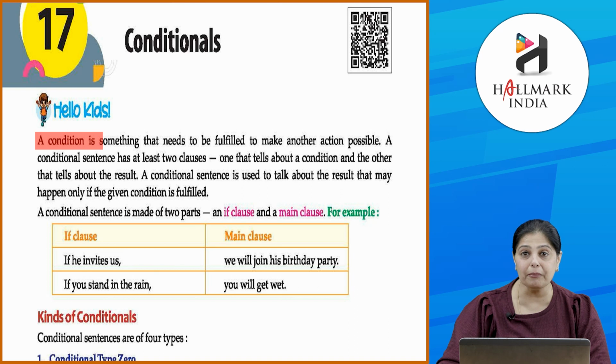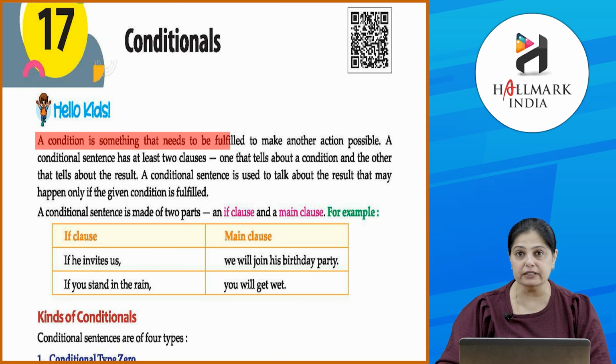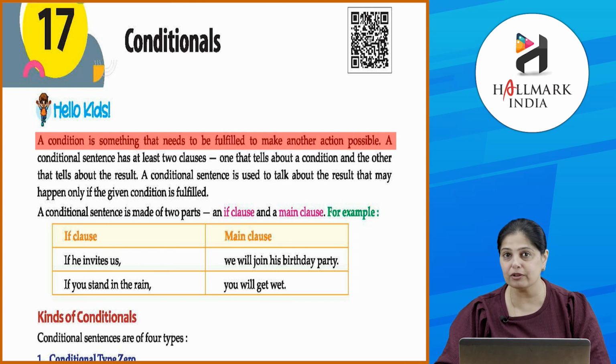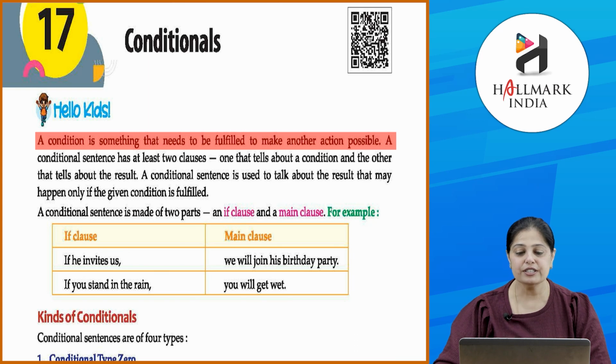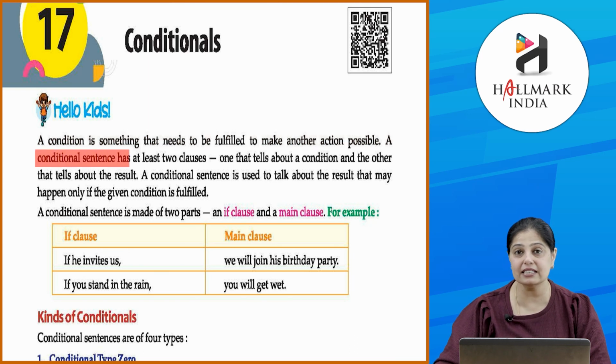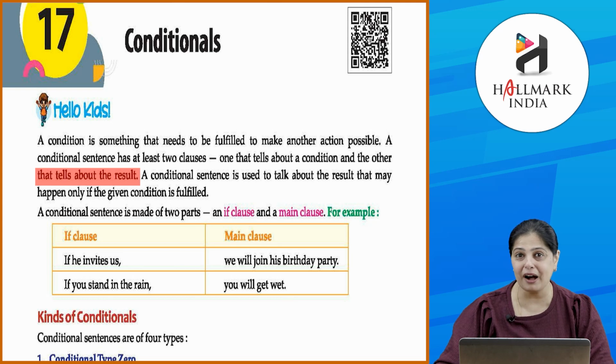A condition is something that needs to be fulfilled to make another action possible. तो अगर ये condition fulfill हो जाती है तो वो action possible है. Clear? Okay. So a conditional sentence has at least two clauses. One that tells about a condition and the other that tells about the result. If you study hard, you will pass the exam. If you study well, you will get better marks.